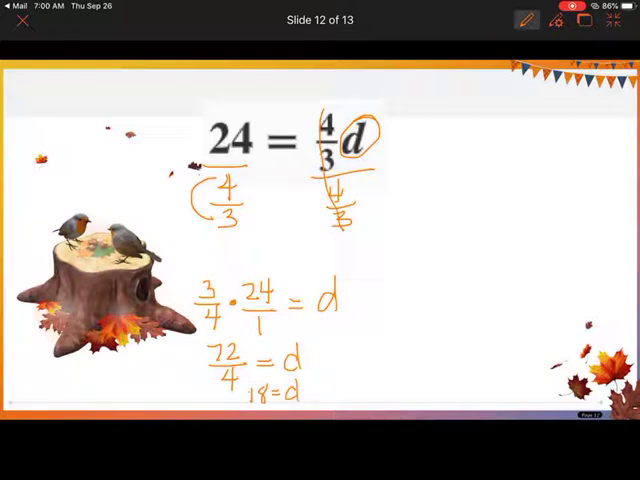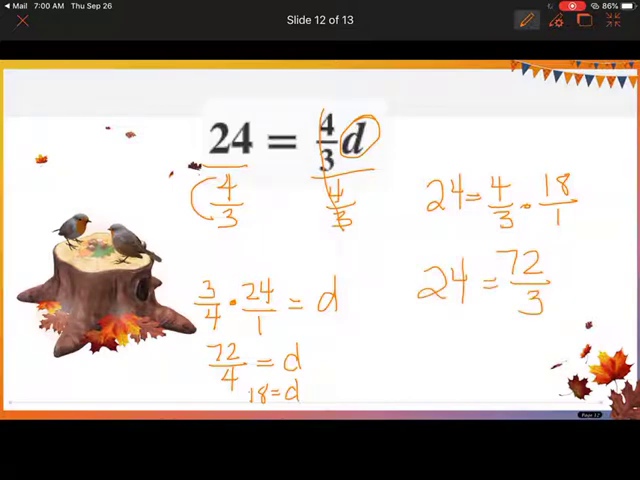So I'm going to check. So I have 24 equals 4/3 times 18. Same thing here. With a fraction, I have to take and put it over 1. So 4 times 18 is 72. 3 times 1 is 3. 72 divided by 3 is 24. So we say, yep, we are correct.